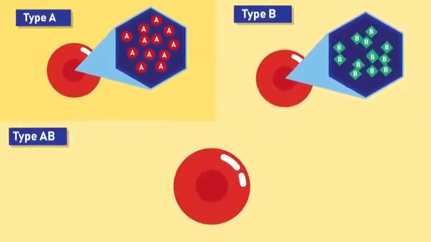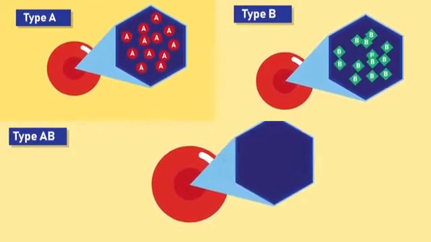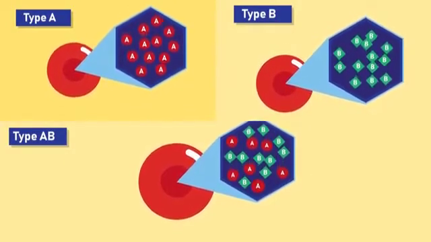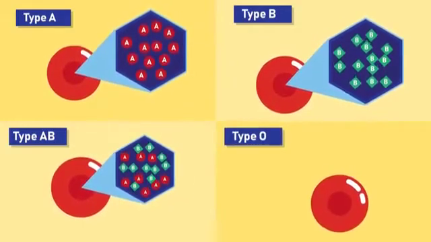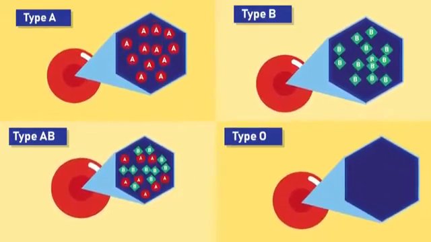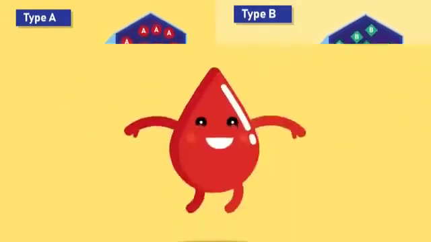Blood type AB, if the red blood cell has a mixture of both A and B molecules. Blood type O, if the red blood cell has neither A nor B molecule.